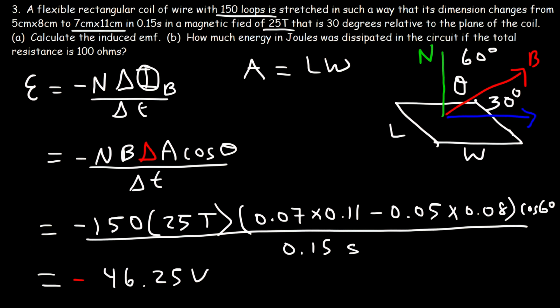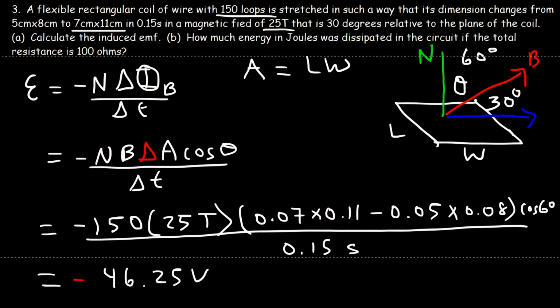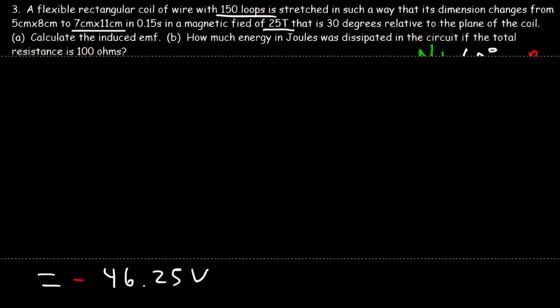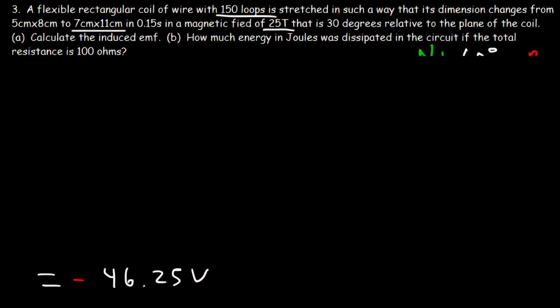Now let's move on to part B. So let's get rid of a few things. How much energy in joules was dissipated in the circuit if the total resistance is 100 ohms? So before we can find the energy, we need to calculate the power. And before we can find that, we need to find the current. So let's find the current first.